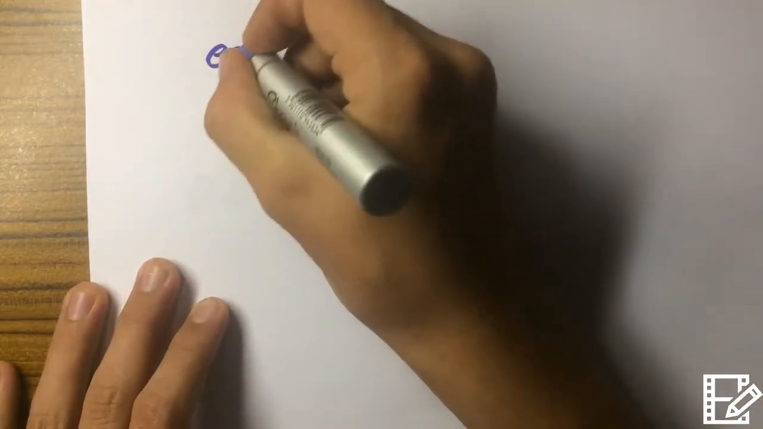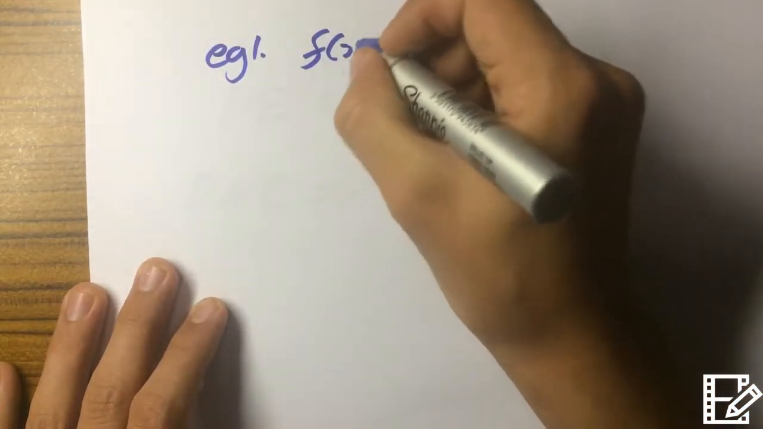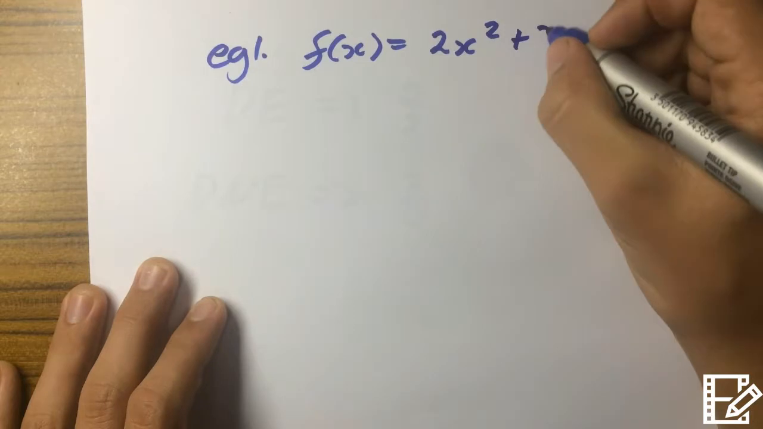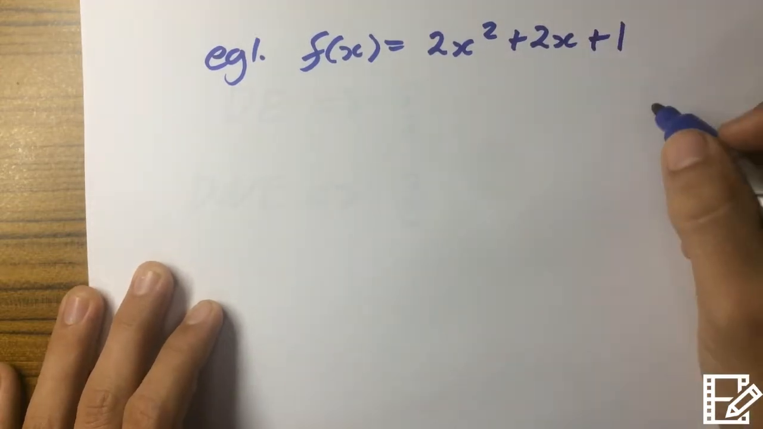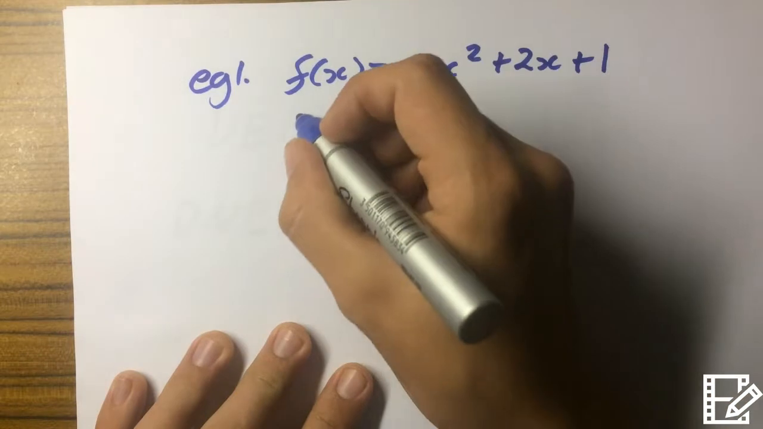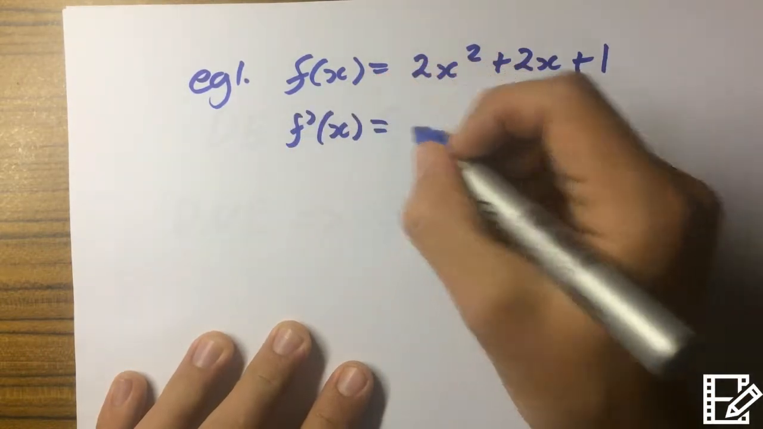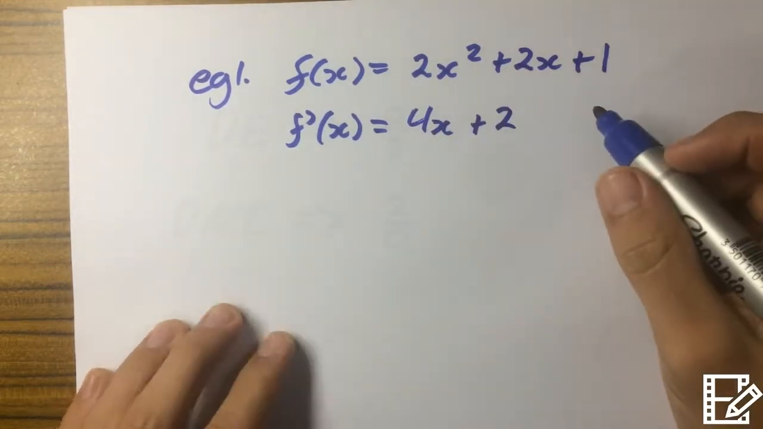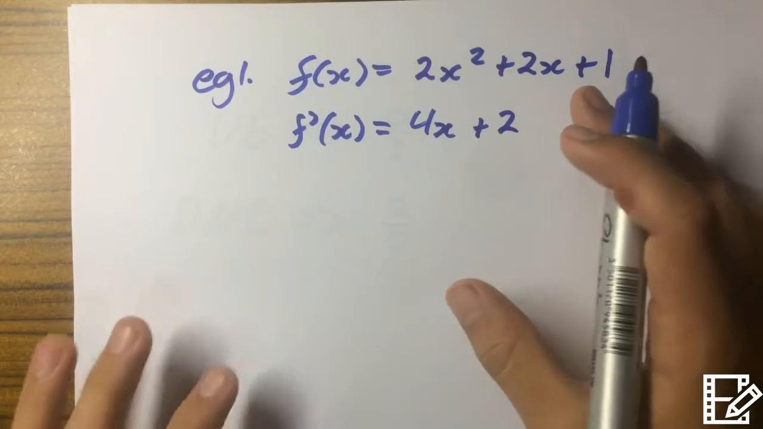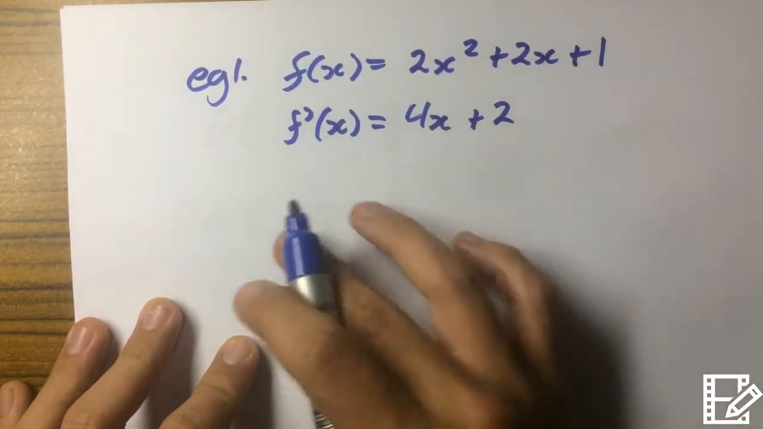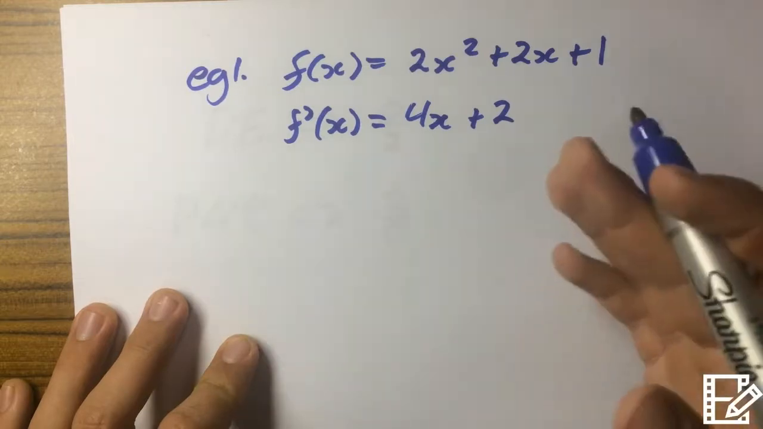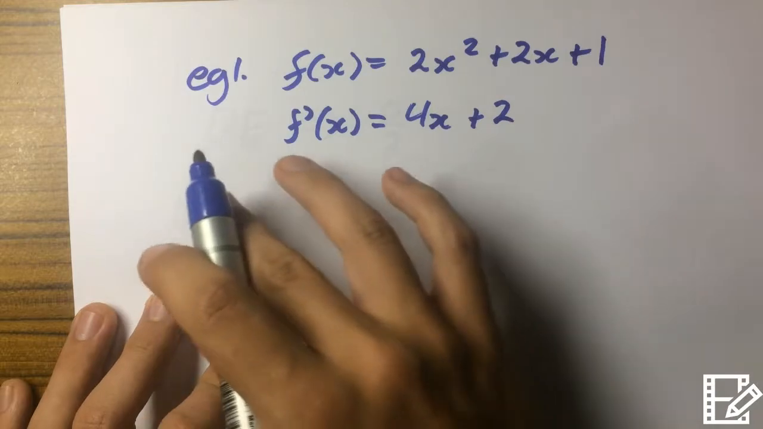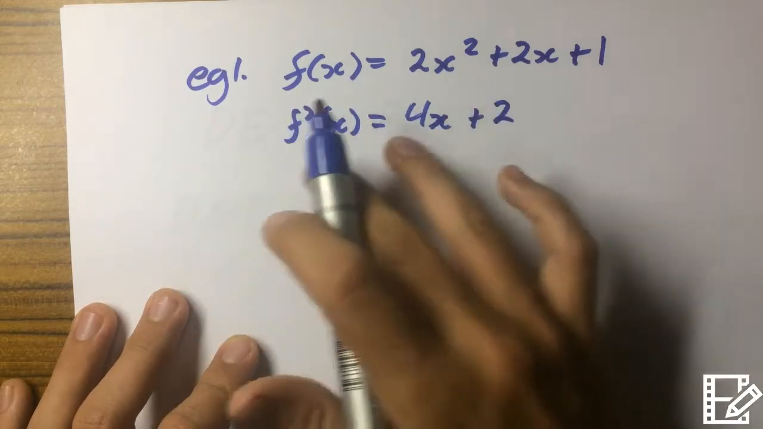Example 1, we'll say function equals 2x squared plus 2x plus 1. First step is to derive it, and that'll be 4x plus 2. Now we don't have a fraction, so we don't have to worry about the derivative being undefined or not existing. We only have the top part, a single line.